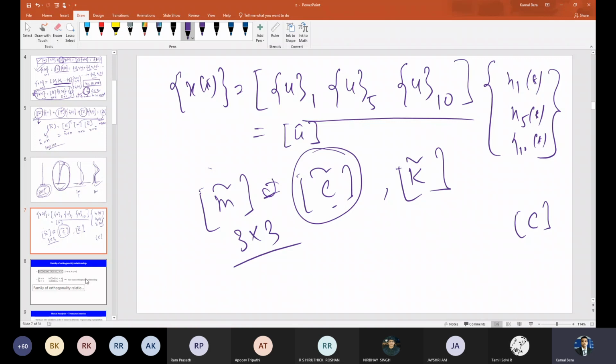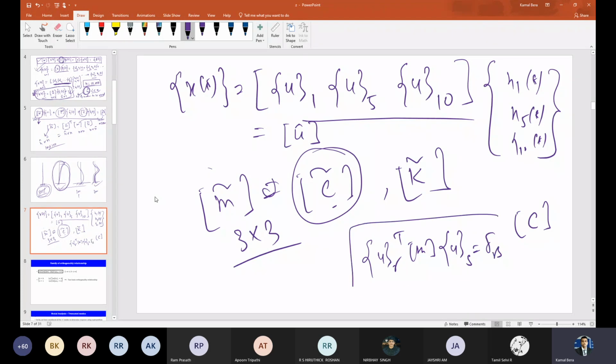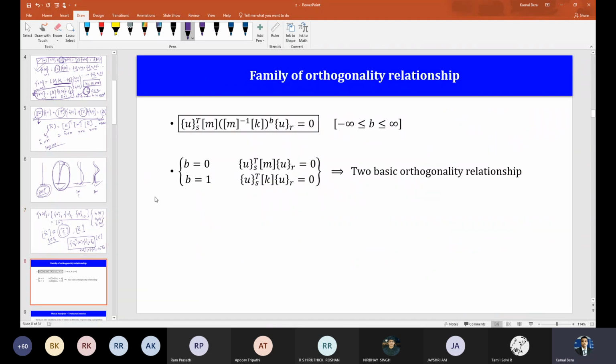So we have seen the orthogonality, right? The orthogonality relationship is that U_R transpose M U_S equals 0 or 1, in terms of the Kronecker delta, I can write delta RS. If R equals S it is 1, and if R is not equal to S it is 0. And U_R transpose K U_S equals omega R squared delta RS. So these are the orthogonality relationships. There is a family of orthogonality relationships, but that is not in your scope.